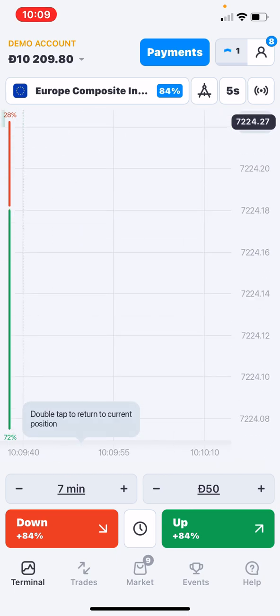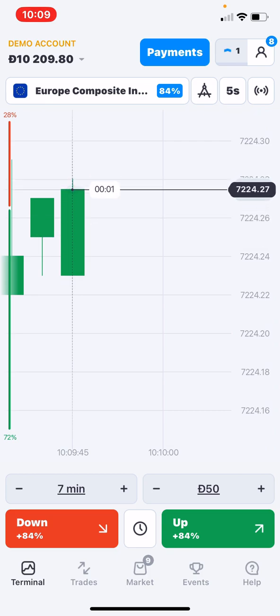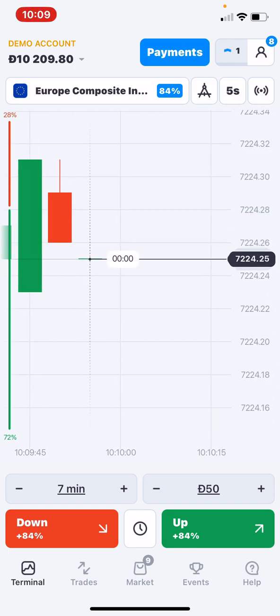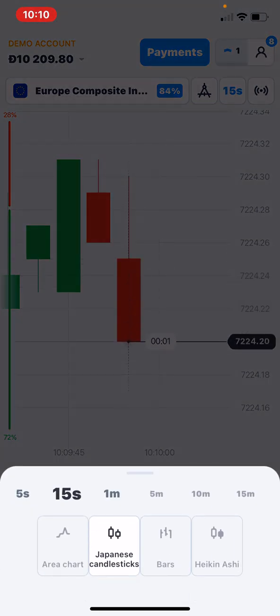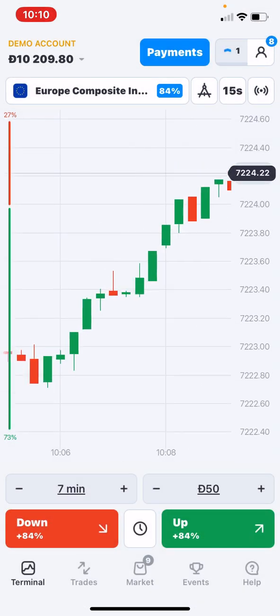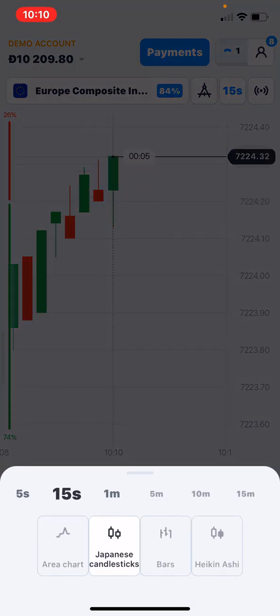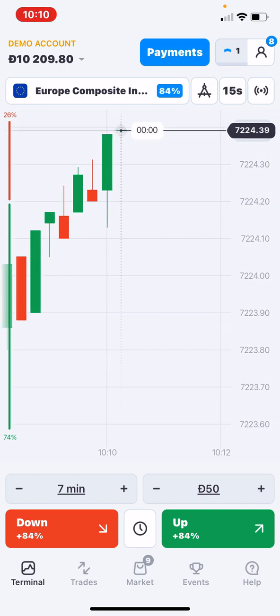Let me show you something. Now see, in the next 5 seconds, it's going to move from this candlestick to another candlestick. As you can see, it keeps changing like that every 5 seconds. But if you put it on 15 seconds, it will change every 15 seconds. And the time frame you choose also reflects on the amount of time you are giving the market to rise.